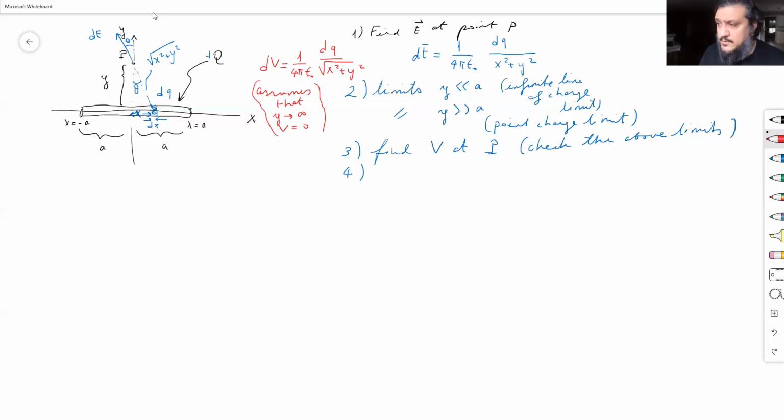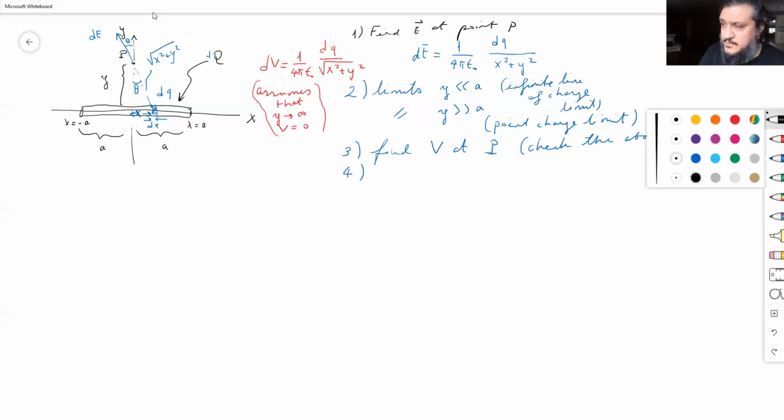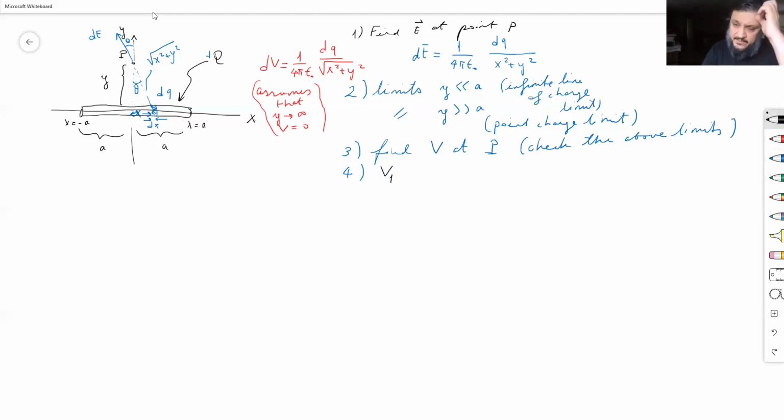Now, method 4 will be a little different. We're going to go back to the very beginning of the chapter where we talked about electric potential energy and electric potential, and came up with this formula, which gives you the potential difference between points 1 and 2 as an integral of E dot dl. So can we apply this to this problem? That's what we're going to investigate in this section.